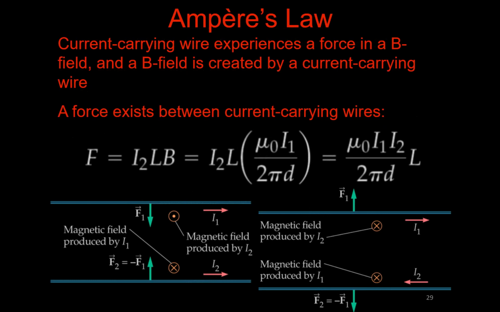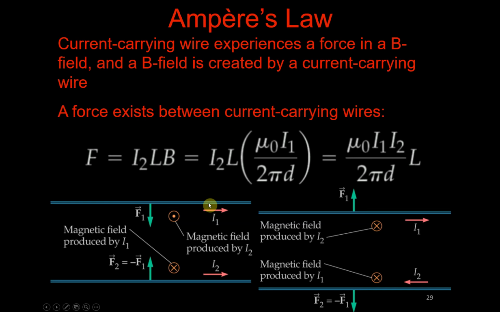So this is what's really going on between our current carrying wires. Not only will we have a magnetic field produced by the currents in these two wires, but we'll also have a corresponding force on that magnetic field. So here we have our current I2, and here we have our current I1.